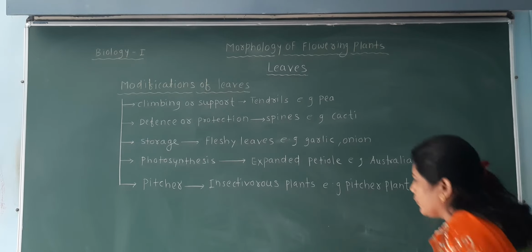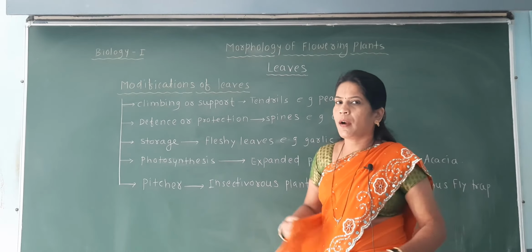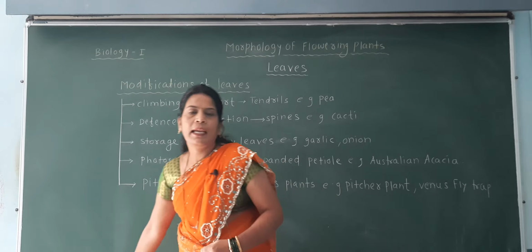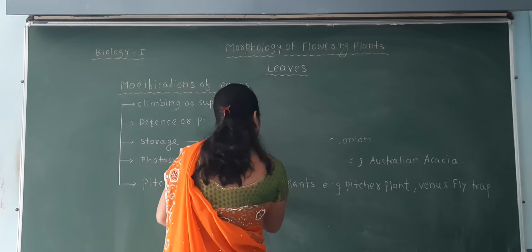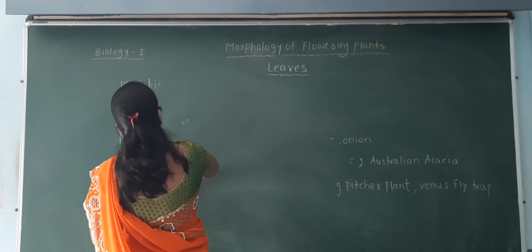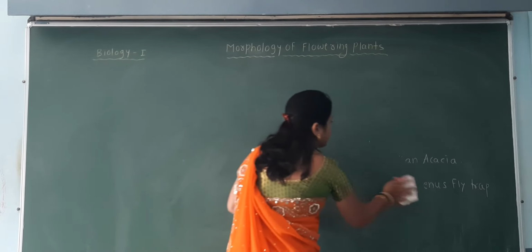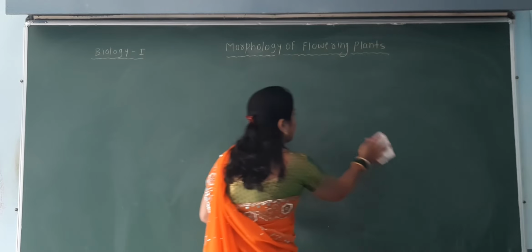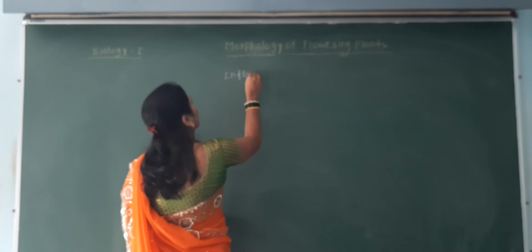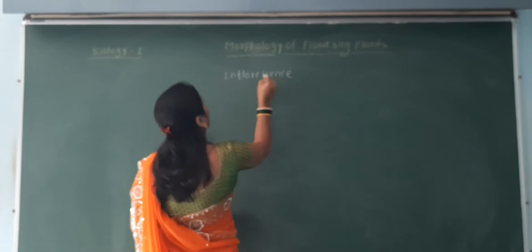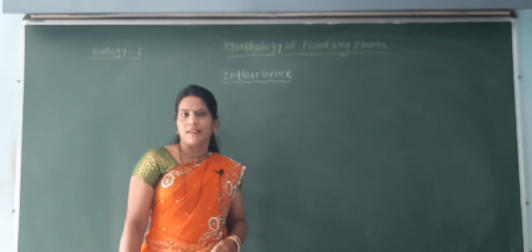Now next to it we will discuss the next part, that is inflorescence. And now here we have finished the leaf part, and now we will discuss the next point, that is inflorescence. What is meant by inflorescence?